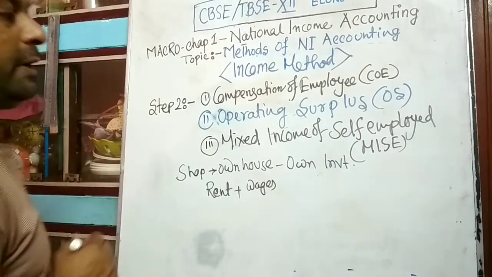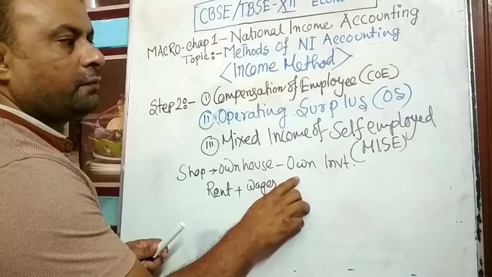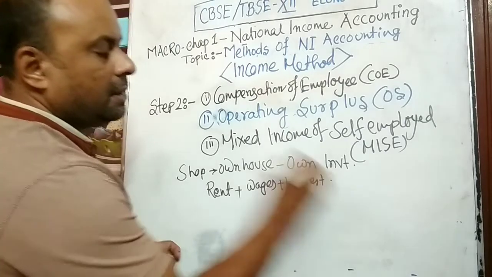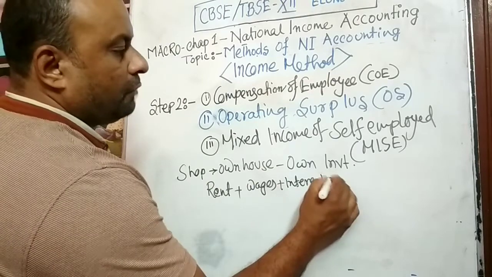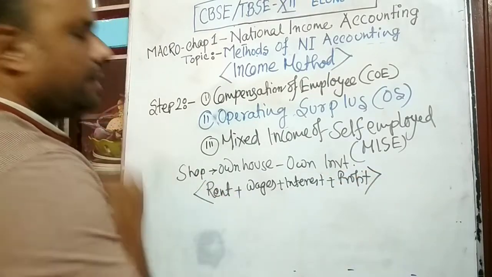He had no need to pay wages to another one. He invests himself. He has not taken a loan from the bank. Means what? Interest also he will get. No need to pay interest to the bank. Then he is the owner. So of course he will get the profit from the business. So this is the mixed income.